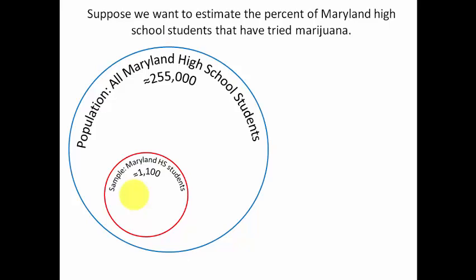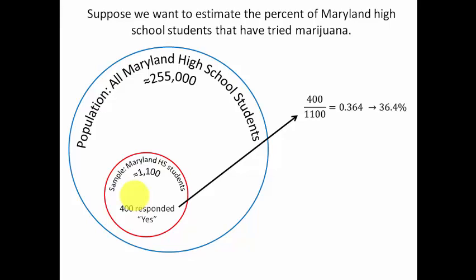So, hypothetically speaking, let's say that 400 of these students responded yes to this question, that they have tried marijuana. Well, then we would take the 400, divide by the 1,100 that were surveyed, in order to find what proportion said yes, 0.364. We would promptly multiply that times 100% to arrive at 36.4%. So 36.4% of our sample responded yes to this survey question.